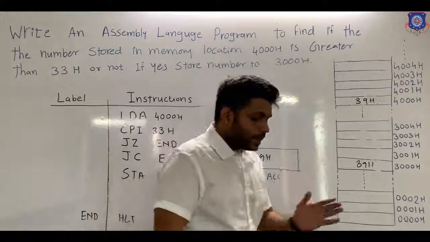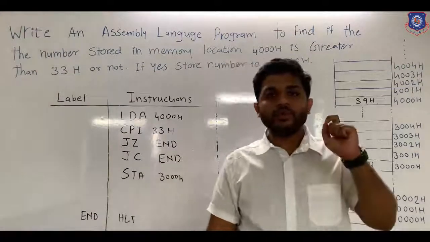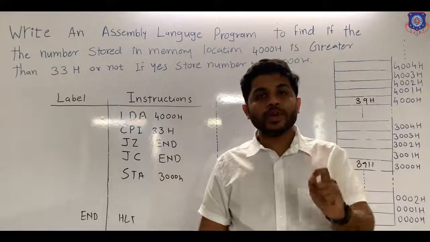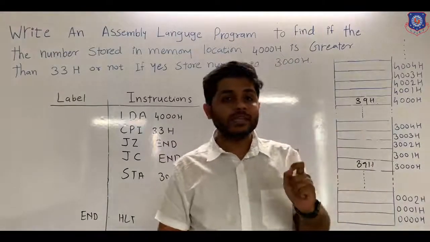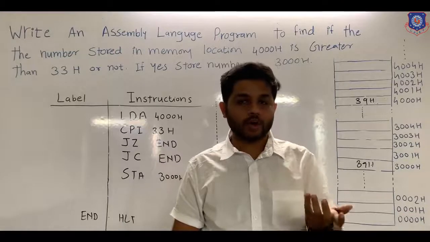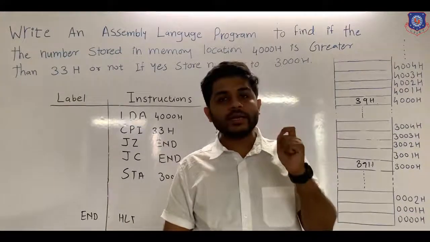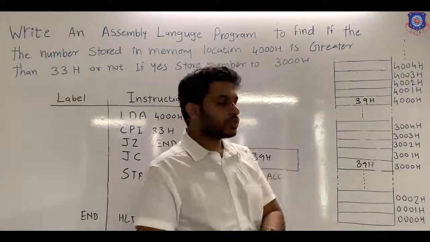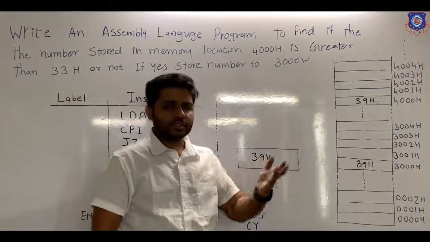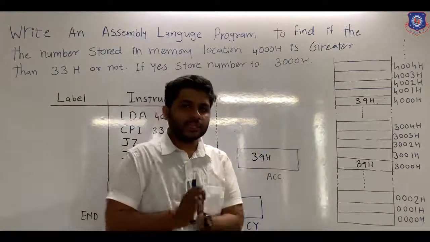You have to write the program by yourself. You have to write an assembly language program to find whether the number is smaller than 20H or not. If the number is smaller than 20H, in that case you have to store the number into, let's say, 3000H.